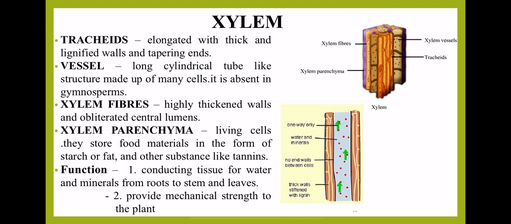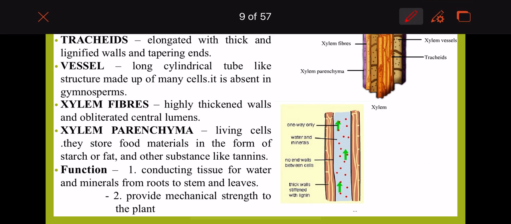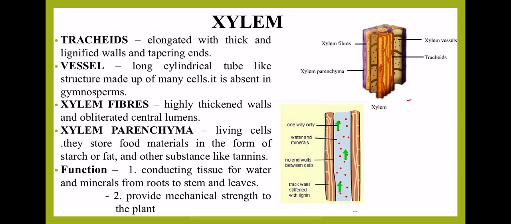And the next comes the complex tissue. Complex tissue means it is made up of more than one cell type. Xylem is composed of four cells: tracheids, vessels, xylem fibres and xylem parenchyma. Tracheids are elongated with thick, lignified walls and tapering ends. Tracheids are present in different forms; they may be reticulate, annular, etc.